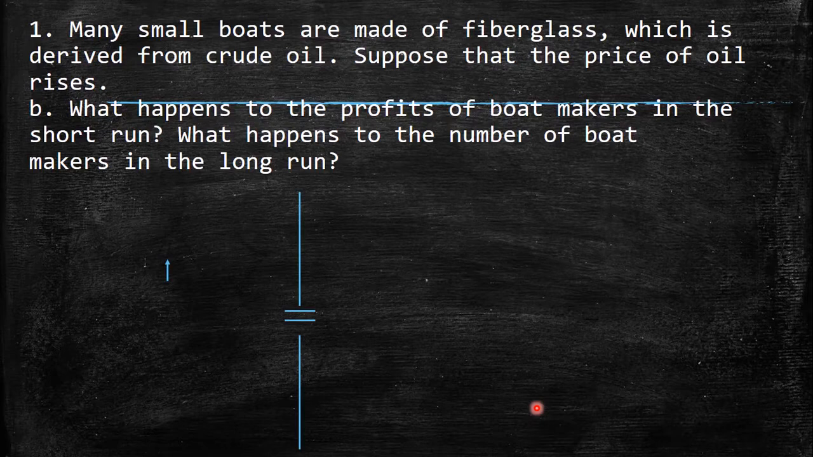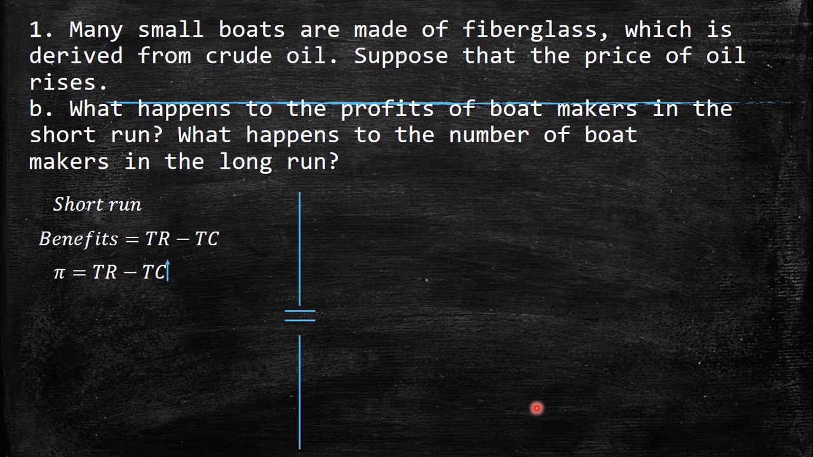The second question says, what happens to the profits of boat makers in the short run? What happens to the number of boat makers in the long run? So here, short run, remember, when we are talking about benefits, we're talking about total revenue minus total cost. Then this total cost increases. Okay, that's completely normal due to the increase of the price of the crude oil.